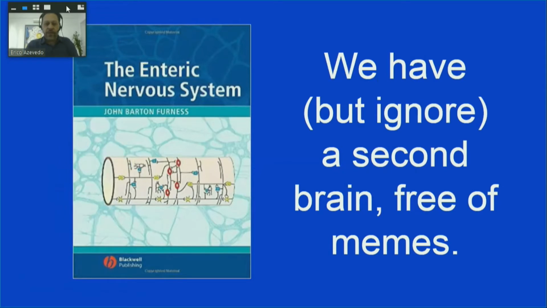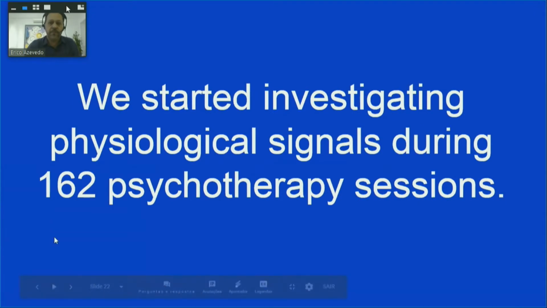Okay, so basically we are talking here about discovering these potentials and using all these potentials. И то, о чем мы говорим, это как раз-таки об исследовании этого потенциала и использовании этого потенциала. So let's start. So we started investigating physiological signals during 162 psychotherapy sessions. Мы начали с исследования физиологических сигналов во время 162 сеансов психотерапии.